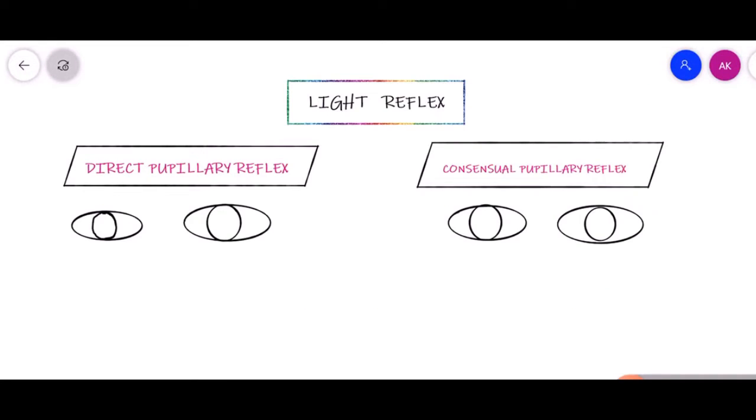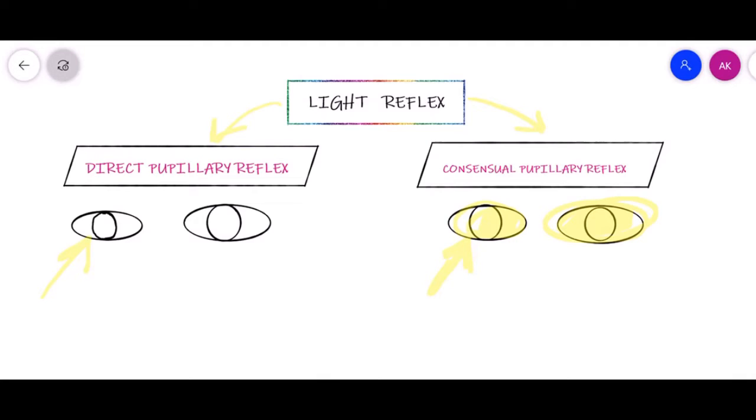The light reflex is of two types: the direct pupillary light reflex and the consensual pupillary light reflex. Constriction of the pupil to which the light is shown is called the direct pupillary reflex. However, the constriction of the other eye, to which the light is not shown, in response to the opposite eye in which the light is shown, is called the consensual pupillary reflex. That means if we show light to this eye and the other eye also constricts, the response that we see in the contralateral eye is called the consensual pupillary reflex.